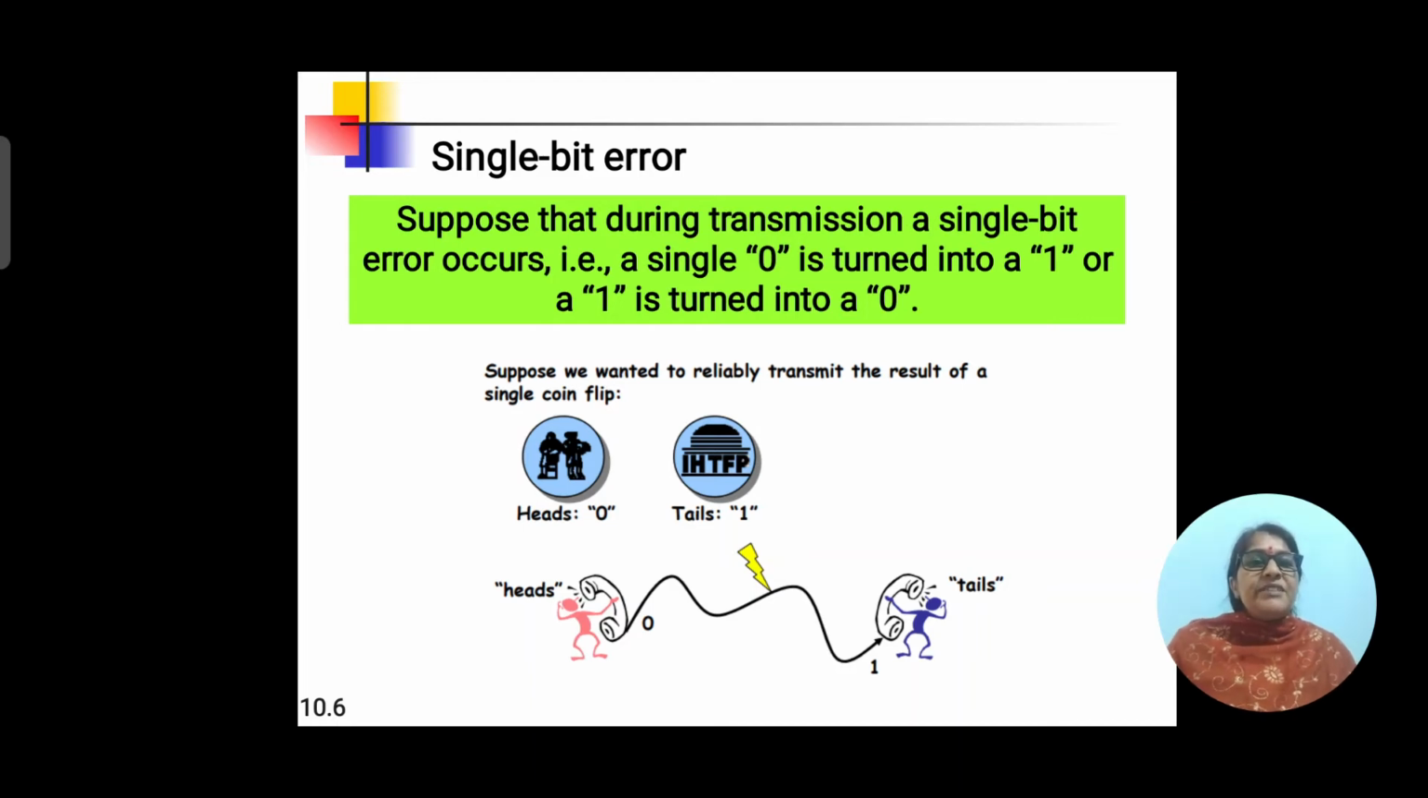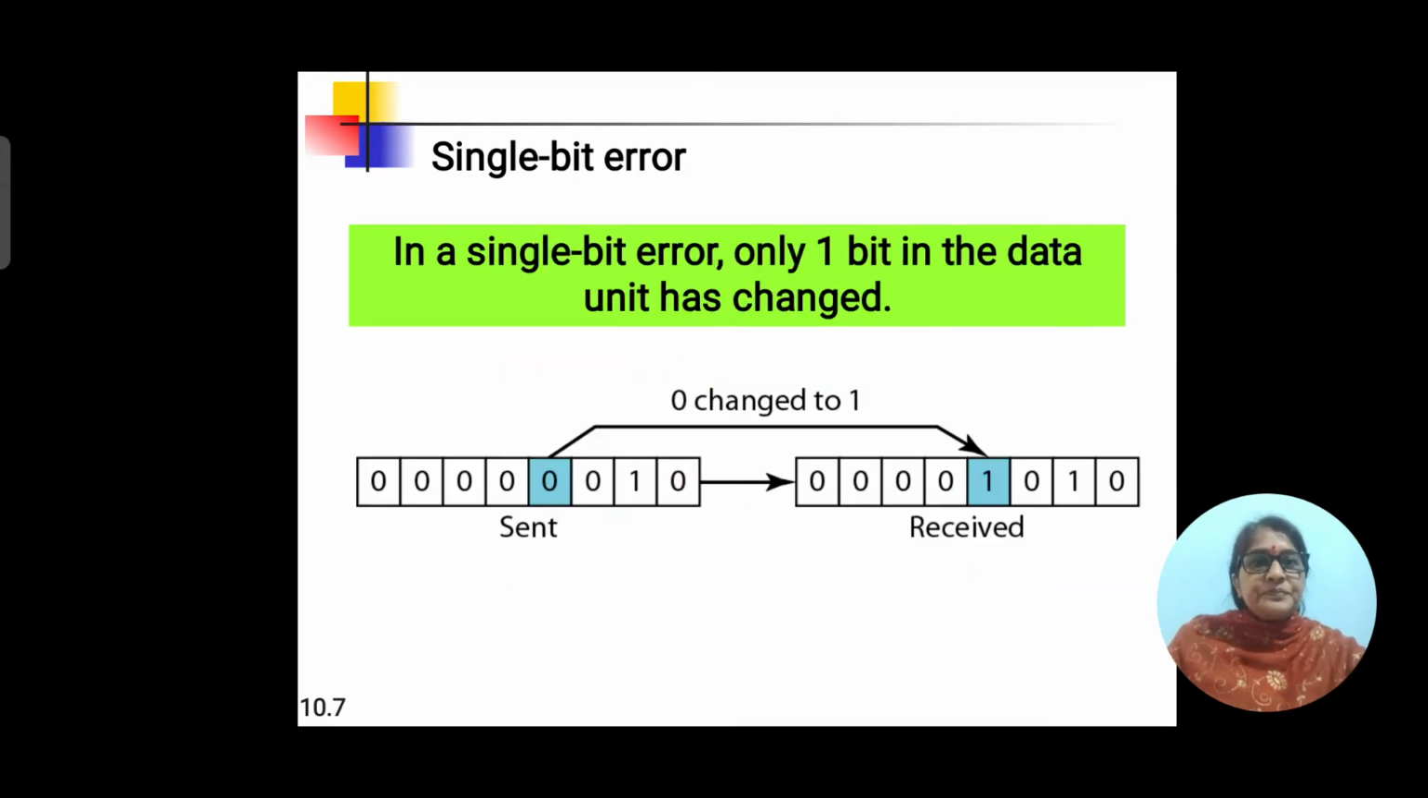So when we are transmitting data, that is, we are saying heads, but at the receiver end it is corrupted to 1. When we send the message 0, it is corrupted and changed to 1. That is nothing but a single bit error. In a single bit error, only one bit in the data unit has changed.